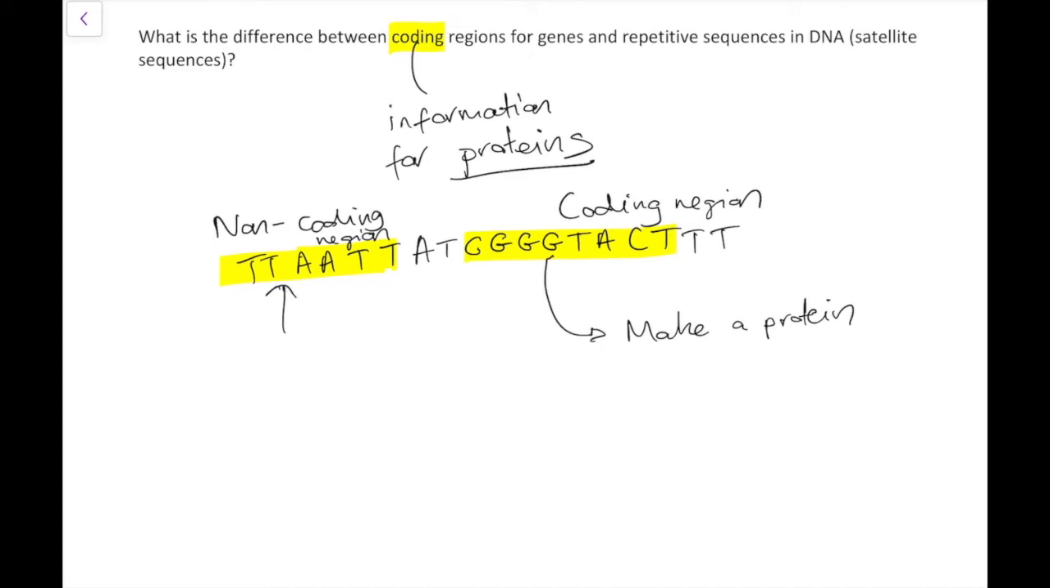And so when scientists have analysed DNA in humans, we found that actually there's a lot of our DNA which does not have the information to make protein. And it is non-coding, and quite a lot of it is repetitive sequences in the DNA. And we're going to have a look at what those repetitive sequences are like.